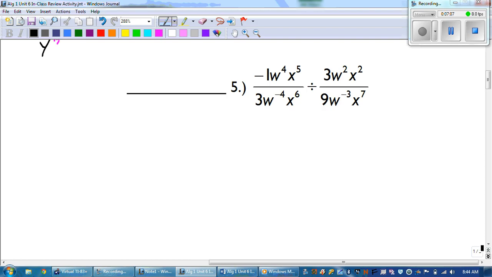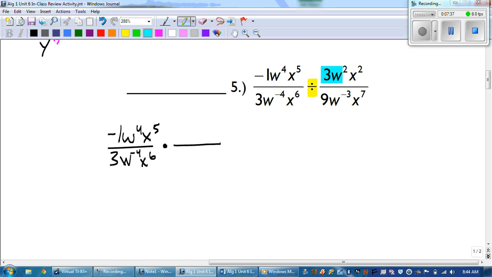Okay, last one. So the first thing that I see here is that we've got a division sign, and we don't divide fractions, okay? We multiply by the reciprocal. So what I'm doing is I'm rewriting that first fraction. And now we're going to multiply by the reciprocal.